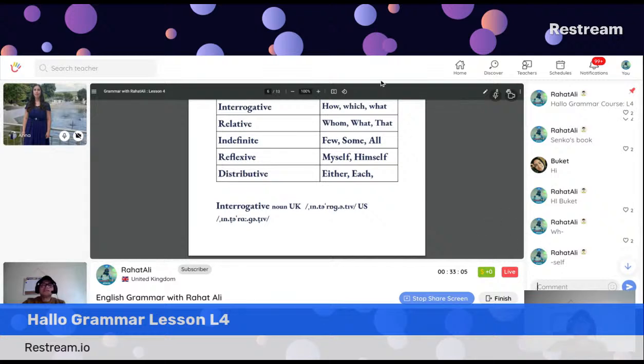Okay, the last pronoun is the distributive pronoun. Distribution means division. You are giving something to different people. So, like either or either, both pronunciations are correct. Each. Similarly, neither, either, neither, each. These are distributive.